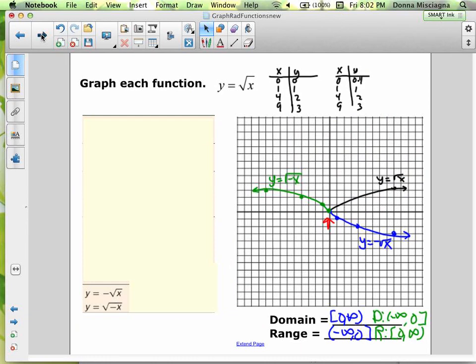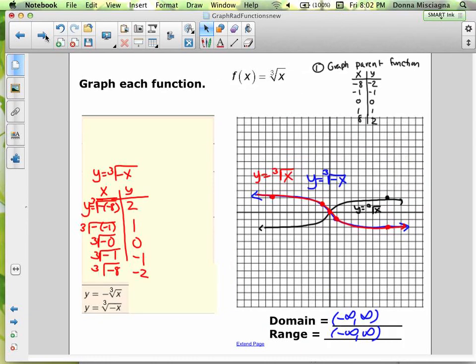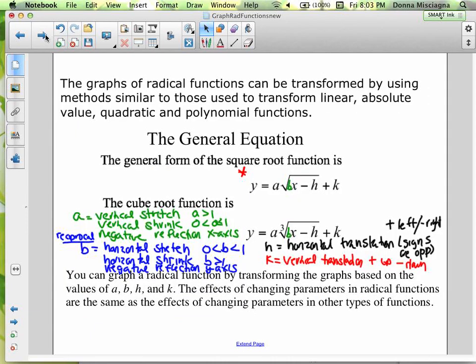Let's go back to the general equation. We have a horizontal stretch if b is between 0 and 1. We have a horizontal shrink if b is greater than 1. And if it's negative, we reflect across the y-axis. And then h and k translate our graph horizontally and vertically. h is a horizontal translation. So the signs are the opposite. Positive means left, negative is right, because there's already a negative there.